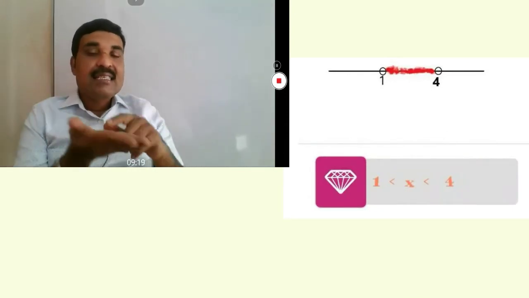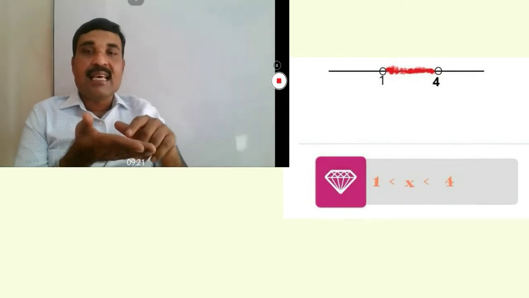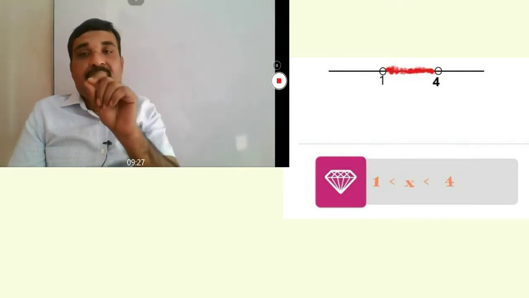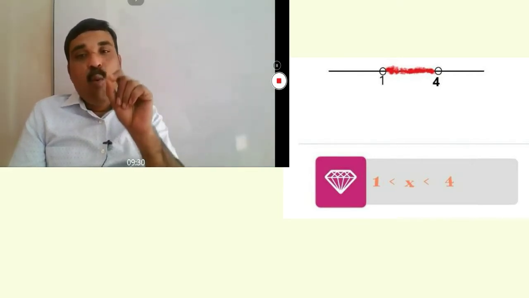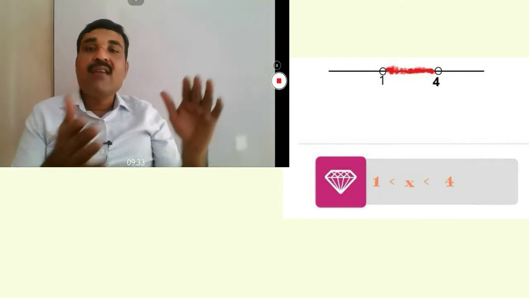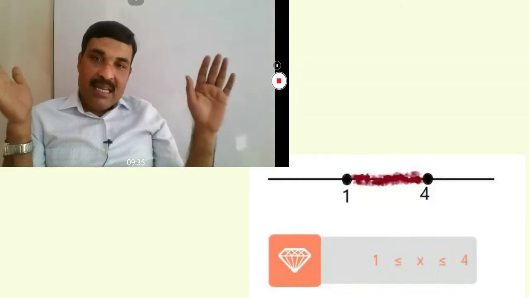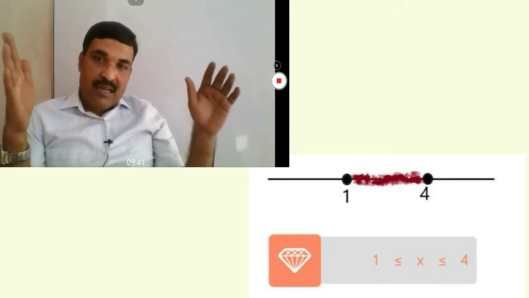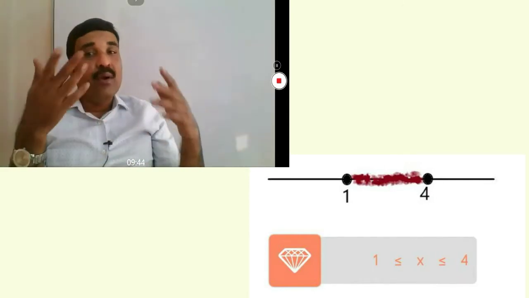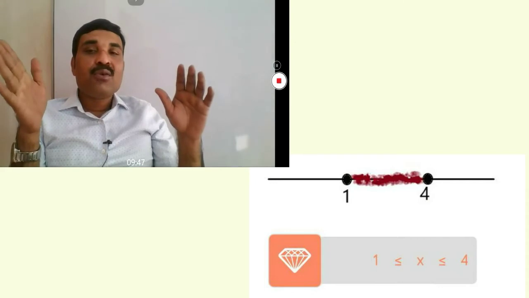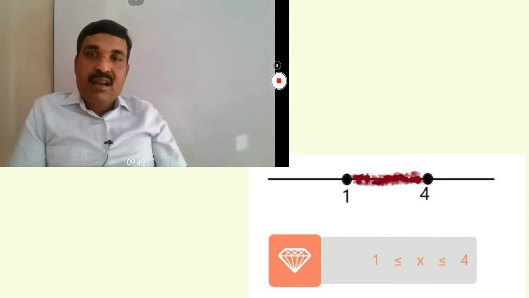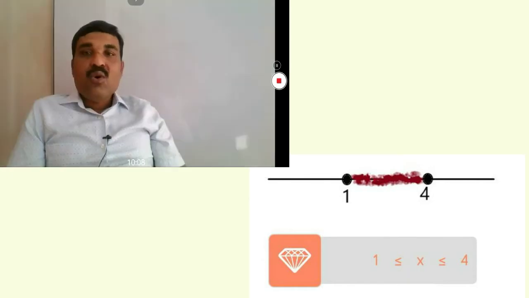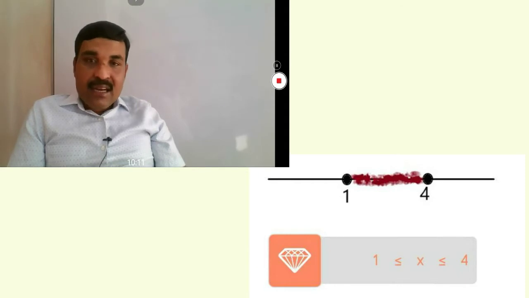So we can say 1 < x < 4. Or on a number line, we can represent the region along the x-axis in between 1 and 4. Both 1 and 4 are excluded. Similarly, suppose 1 ≤ x ≤ 4. That means both 1 and 4 are included. So x belongs to the closed interval [1, 4]. A closed interval is denoted by a square bracket, so both 1 and 4 are included.